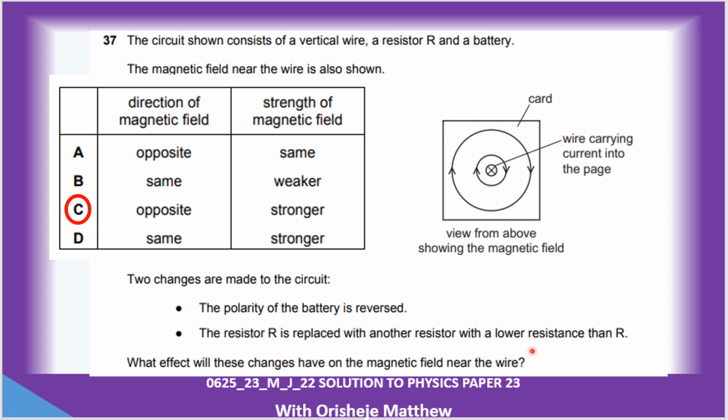Smaller resistor, that is lower resistor, means that greater current is flowing, so the field will be stronger. So that's why we have C as the answer.